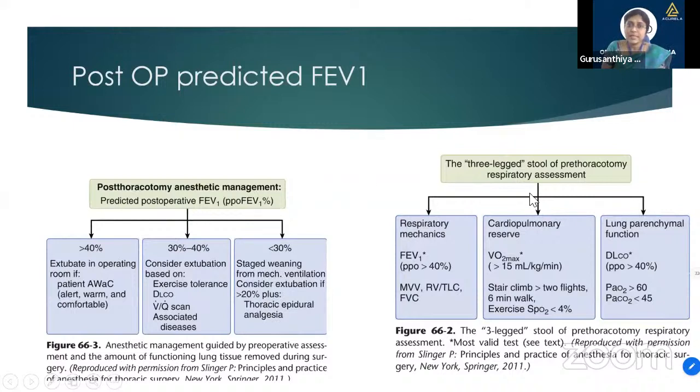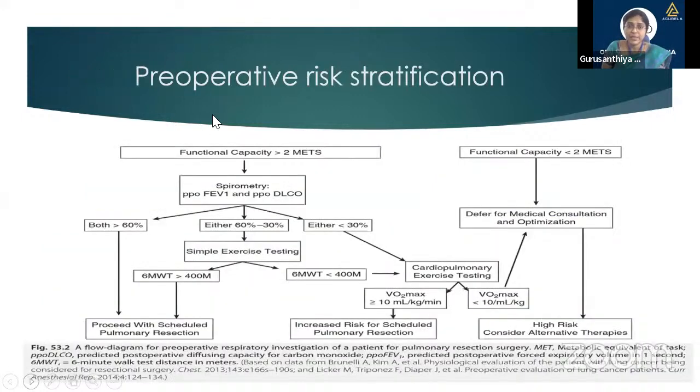As we have seen previously, this is a 3-legged stool for the pre-thoracotomy assessment, which includes respiratory mechanics, cardiopulmonary reserve, and the pulmonary function, which we have seen earlier. So this is from 9th edition Miller. In the preoperative risk stratification, you see the functional capacity and the predicted postoperative FEV1. If it is more than 60, then there is no issue. You can go ahead with the surgery.